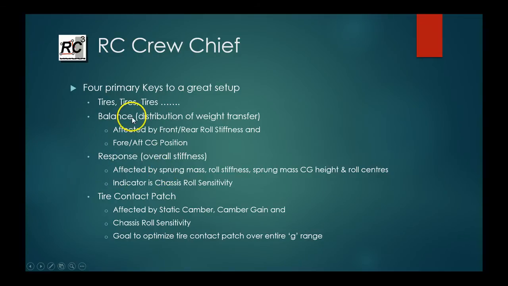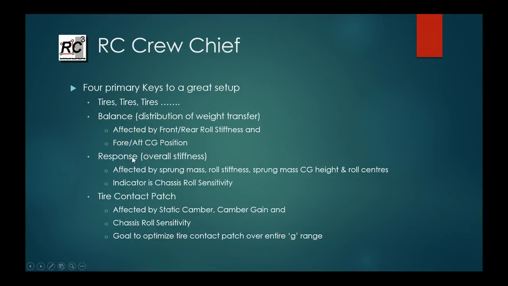The next key thing is the balance. You'll hear race teams and so on talking about balance all the time. So this is a distribution of the weight transfer between the front and the rear of the car. So this is affected by your front and rear roll stiffness and the position of the center of gravity in the fore-aft direction. So where the CG is between the axle lines.